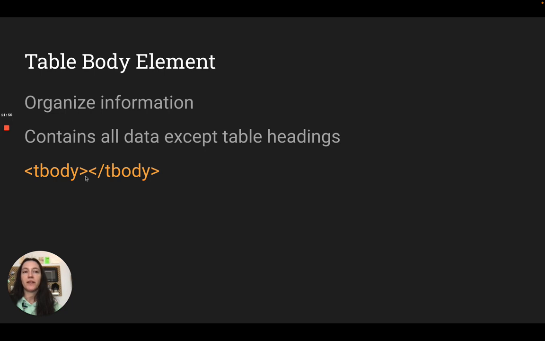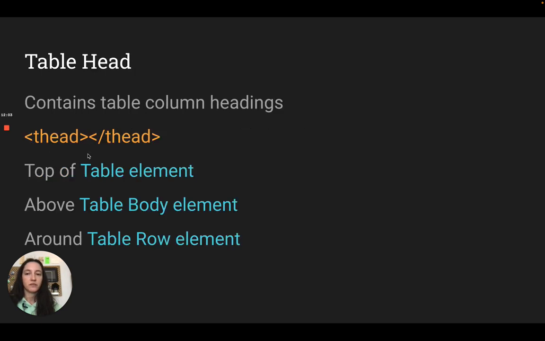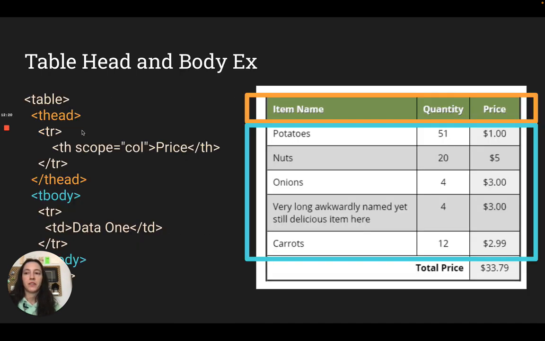So the table is divided up just like your HTML document is divided up. It's got a head, a body, and a foot. So the main content is going to be inside of the T body, all of your data. The head is going to include all of your table column headings. So all of those that have the scope of col is going to be inside of your T head. So it'll look like this.